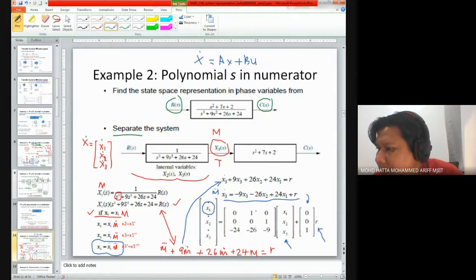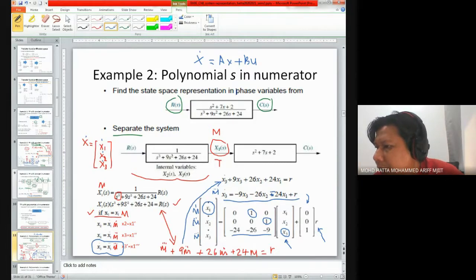So we know that x1 dot here is basically our x2. In this case we have m, m dot, m double dot and m triple dot. And for x2 dot, it is basically this multiplied with x3 only. And for x3 dot, or m triple dot, basically we put all this information, all these terms, in the last row of our A matrix. So negative 24 times x1. I think this should be a negative sign.